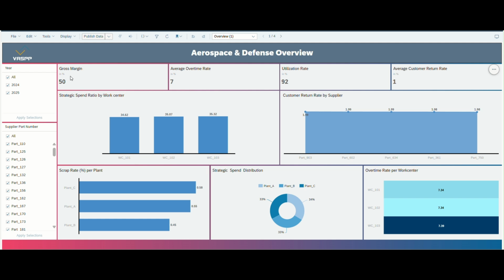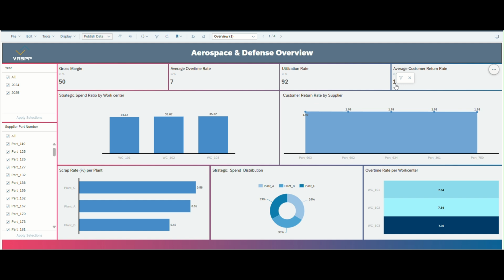Moving into workforce dynamics, your overtime rate is at 7%. This signals some pressure on capacity or planning inefficiencies that may need closer attention. At the same time, your utilization rate remains excellent at 92%, showing that resources are being used effectively without significant idle time. From the customer's perspective, quality is critical, and the customer return rate currently averages 1%.